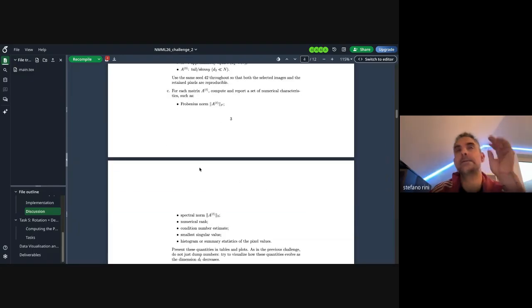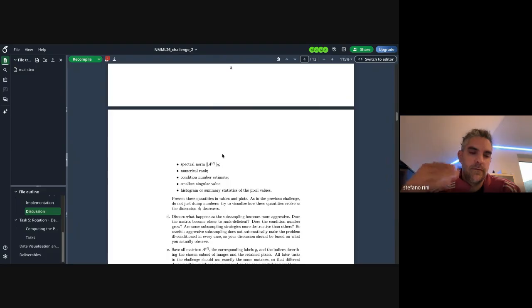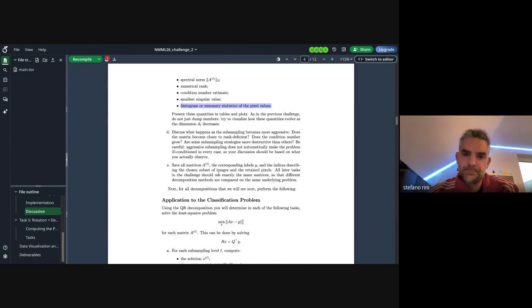Once you have this collection of matrices, you can look at some properties of the matrices and try to have a first understanding of how these matrices behave. First of all, the Frobenius norm, so just the sum of the element squares. What is the distribution of the weights of the matrices? Do they roughly have the same weight, or do we have very varying norms? The spectral norm, I'll let you figure out what this object is, the rank, the condition number, the smallest singular value, and some summary statistics of the pixel values. Okay, so again, stuff should go there.